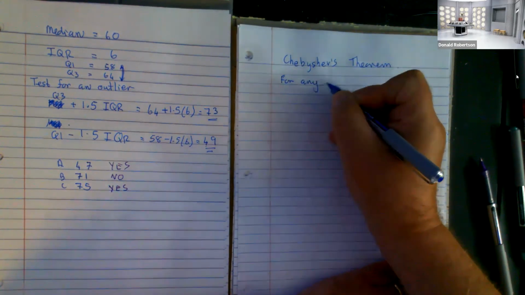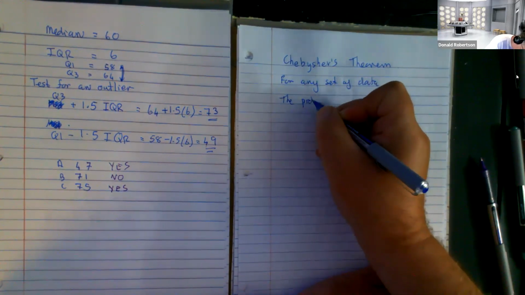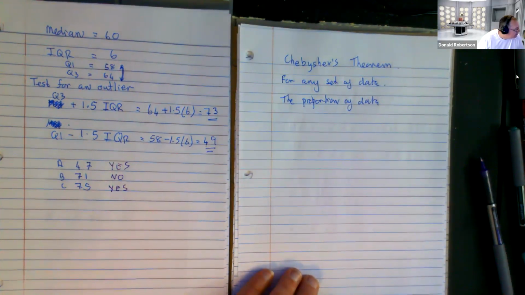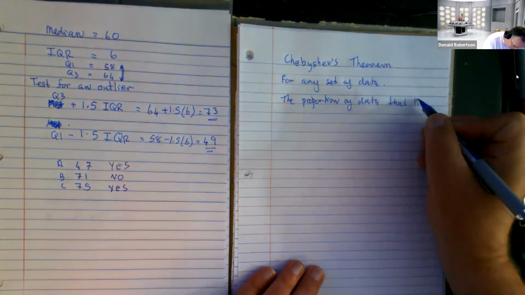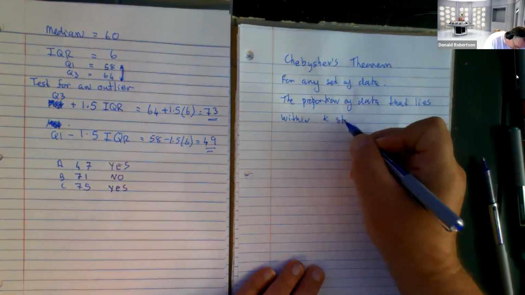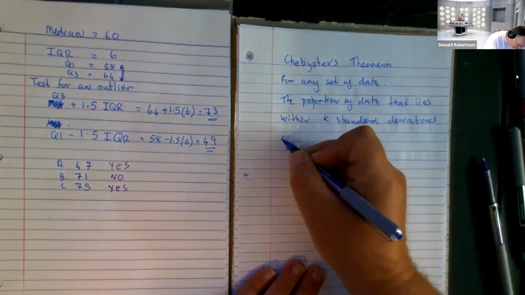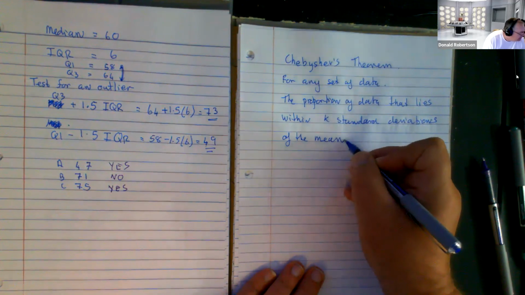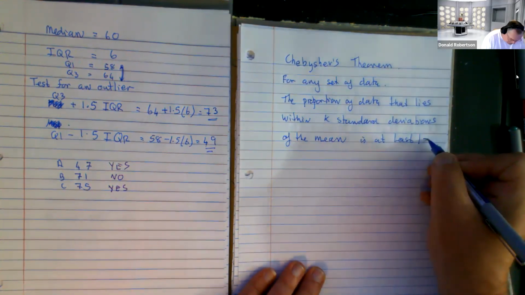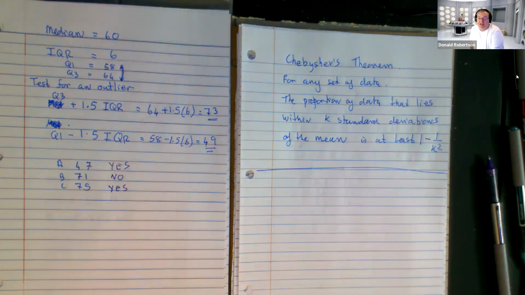For any set of data, the proportion of data that lies within k standard deviations of the mean is at least 1 take away 1 over k squared. Okay, there's Chebyshev's theorem.